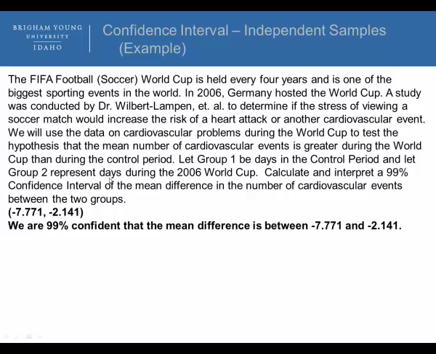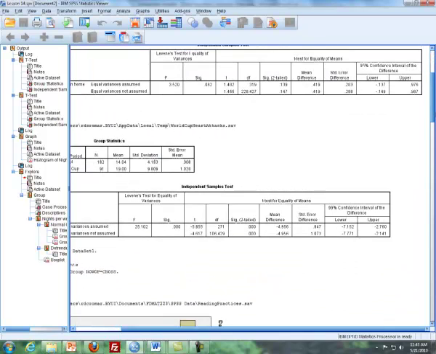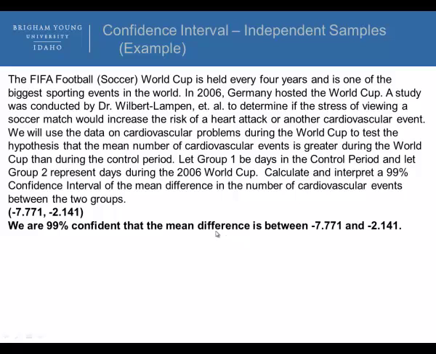Calculate and interpret a 99% confidence interval of the mean difference in the number of cardiovascular events between the two groups. Now I got a result of negative 7.771 and negative 2.141. Where I got that result, let me go down to my second table here, is this number right here. So when we go back, we interpret that by saying that we are 99% confident that the mean difference, or the difference between the two means, is between negative 7.771 and negative 2.141.